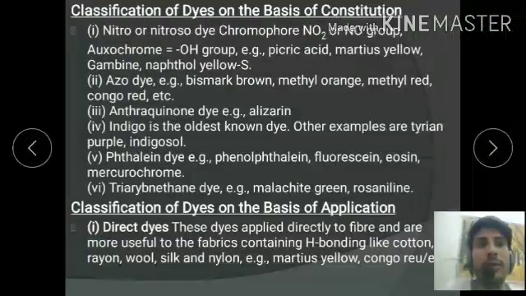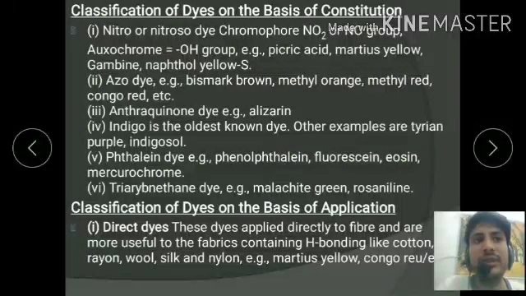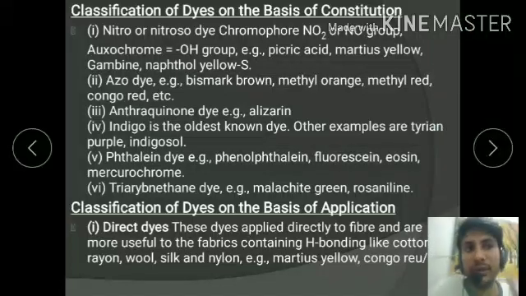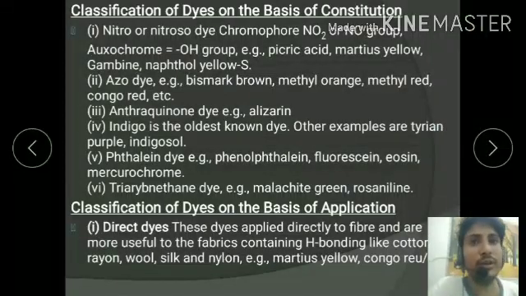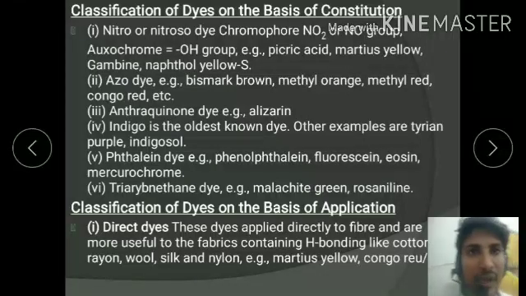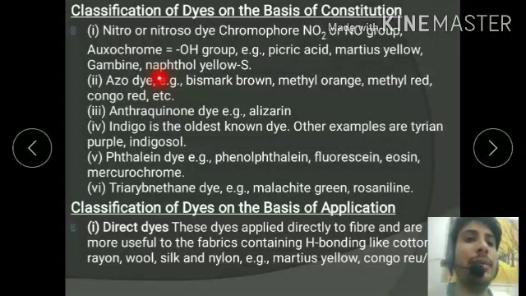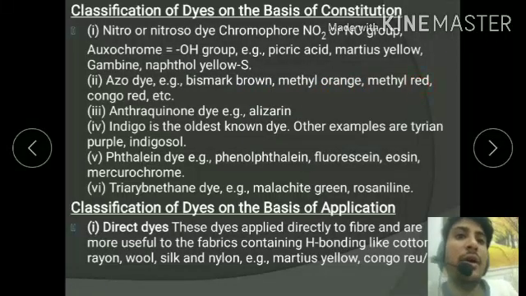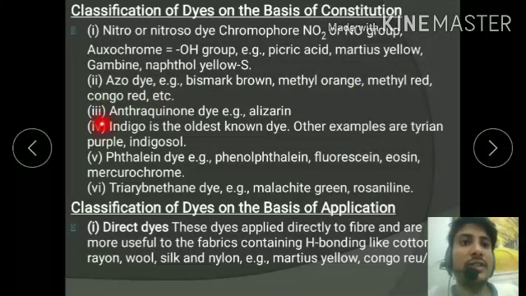The next topic is classification of dye on the basis of constitution and classification of dye on the basis of application. Classification of dye on the basis of constitution. First one is nitro or nitroso dye. Chromophore NO2 or NO group contained. Oxochrome OH group contained. Second one is azo dye. Examples of azo dye are Bismarck brown, methyl orange, methyl red, Congo red, etc. Third one is the anthraquinone dye, alizarin. Fourth one is the indigo, the oldest known dye.